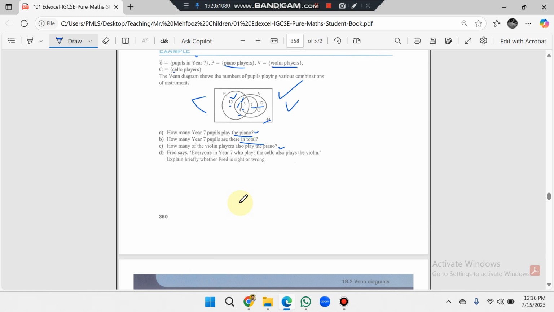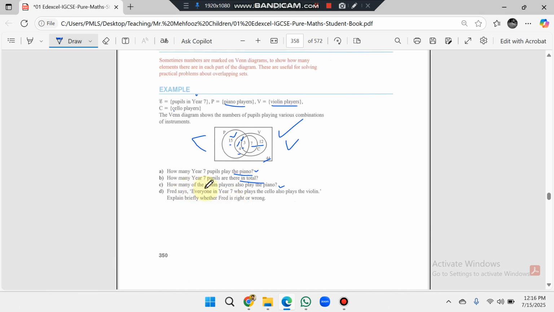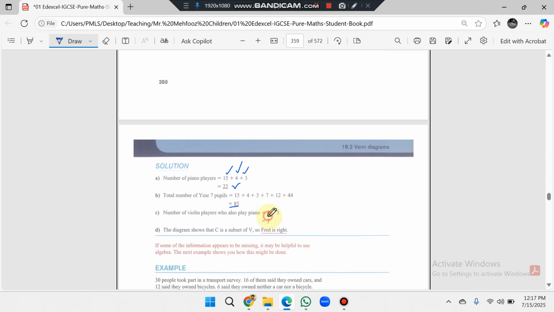Yes. Okay. Next question is how many of the violin players also play piano? So the overlapping of violin and piano sets are 3 and 4. The 3 and 4 students are those who play piano, which are in the set P, and also in the set V, who play violin. So it means that they are 4 plus 3, that is 7. Understand?